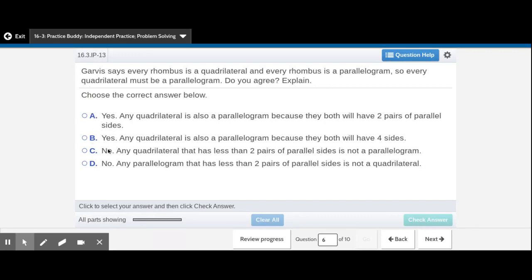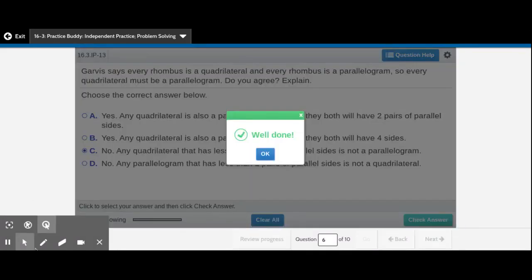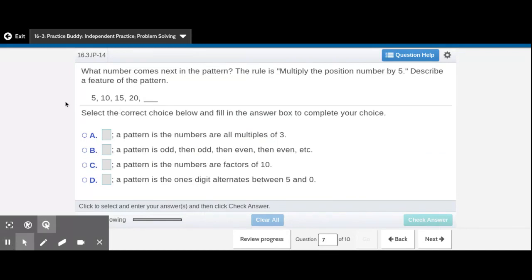It's not A or B because it's not yes. So let's see which no it is. Any quadrilateral that has less than two pairs of parallel sides is not a parallelogram. That's true because a parallelogram has to have at least two pairs of parallel sides. No, any parallelogram that has less than two pairs of parallel sides is not a quadrilateral. That's not true. A trapezoid is a quadrilateral. So C is our option. We are correct.